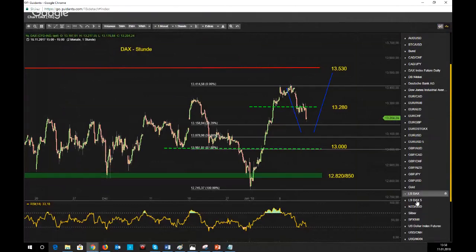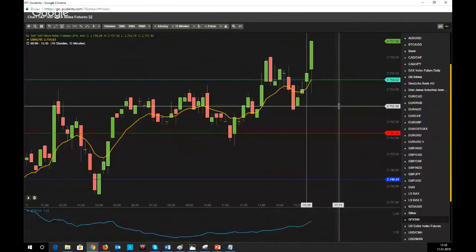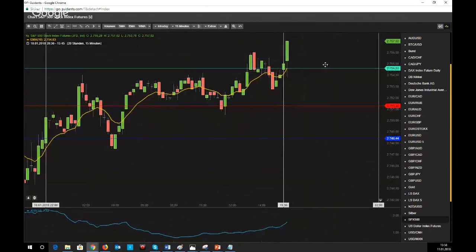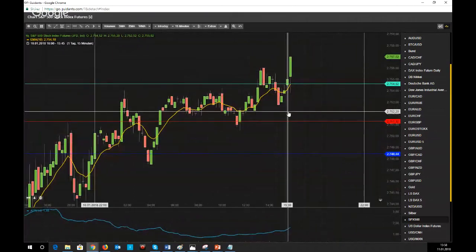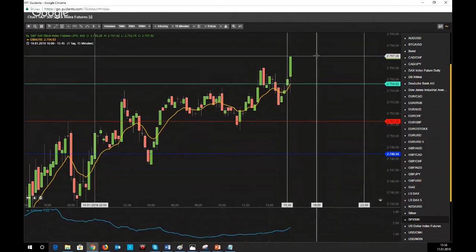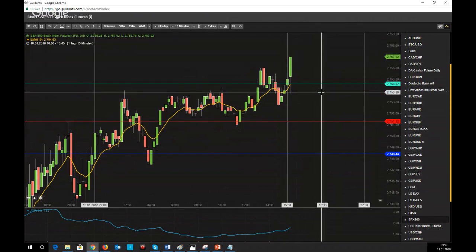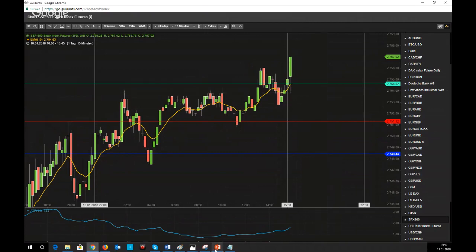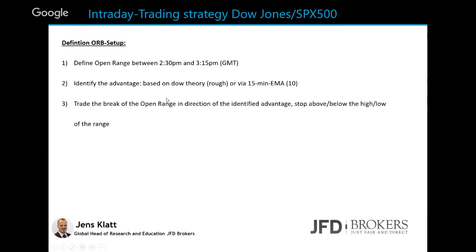So let's have a look at the S&P 500. Currently the S&P is pushing higher again. The low is 2,752.5. That's here. And currently the S&P is about to see a push which is bringing this open range to more than 6 points, which is in fact necessary because I want to see an open range which is bigger than 0.5%.